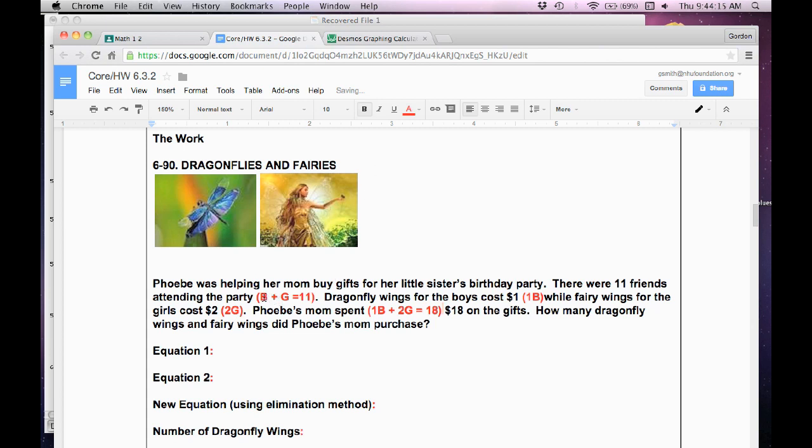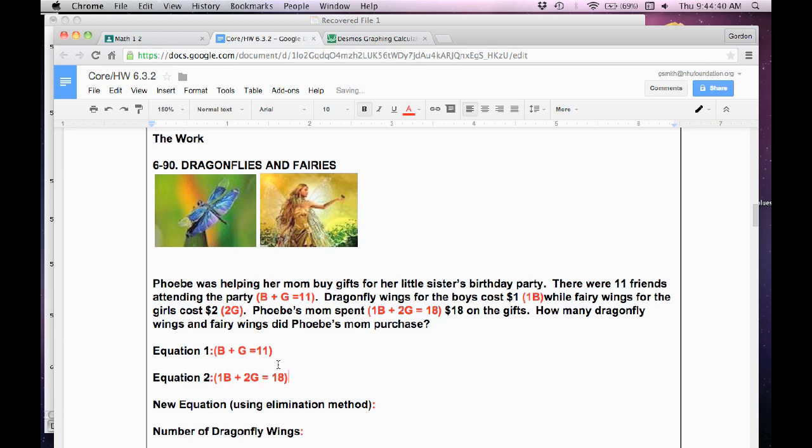So we have two equations here. We have the boys plus the girls equals 11, and that $1 for every boy and $2 for every girl led to $18 being spent. So now we can write our system. Our first equation, we've already written it, and I always prefer to take the equation from the language rather than try to write it later, because it's easiest to realize it at the time that you are reading it. And the second equation is right here.